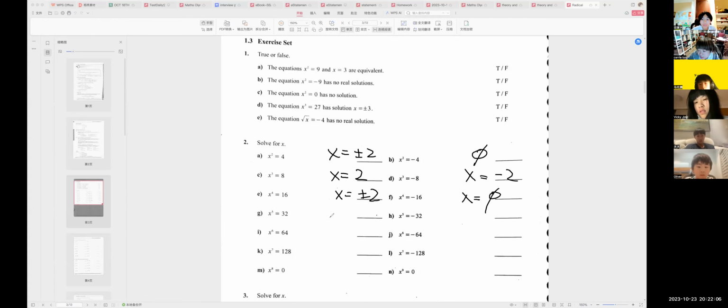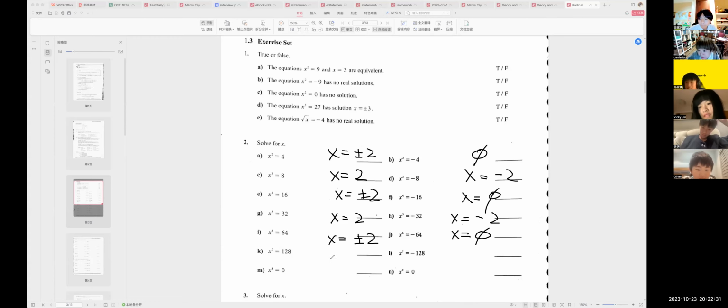X to the power 5 equals negative 32. Negative 2. X to the power 4 equals 16. Negative or positive 2. Very good. Number 2. X power 6 equals negative 64. Oliver. No solution. Very good.